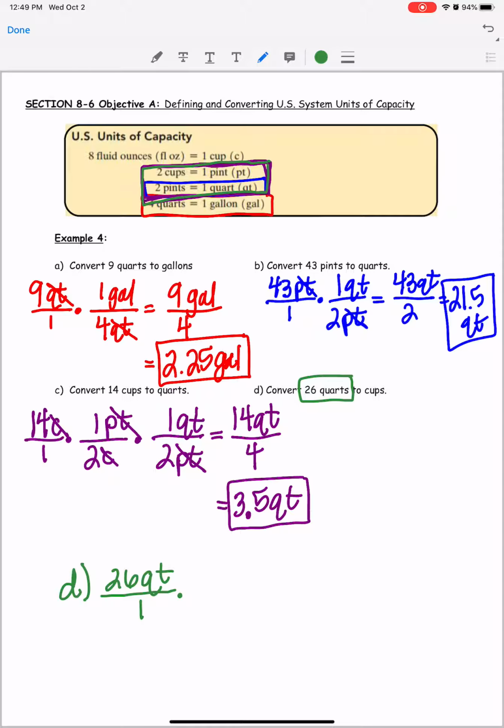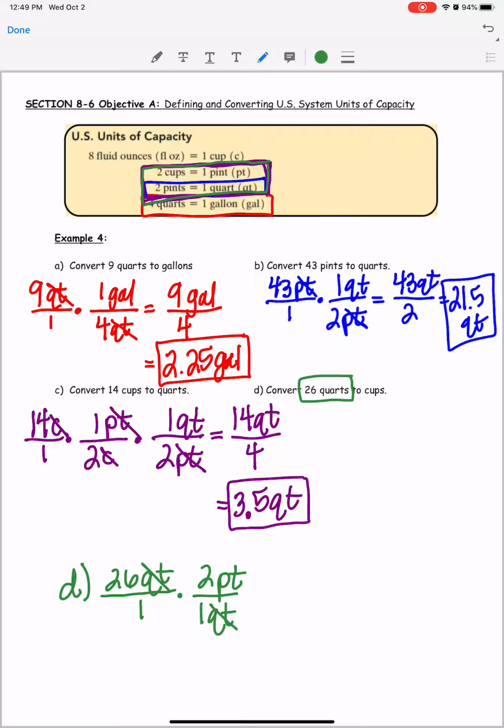So notice you have 2 quarts. This quarts to gallons, though, doesn't help me. So I'm going to go quarts to pints. So because my quarts is on top, now I need this quarts on the bottom. So I have 1 quart down here, which leaves my 2 pints. Okay, this one here, my 2 pints on the top.